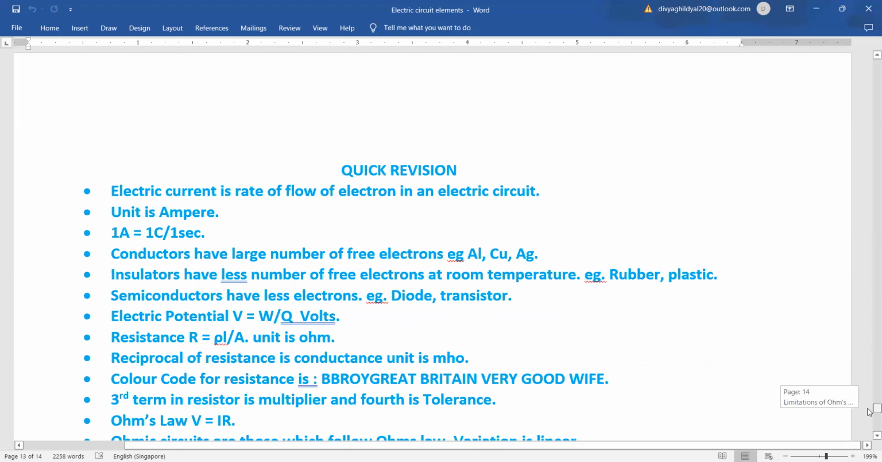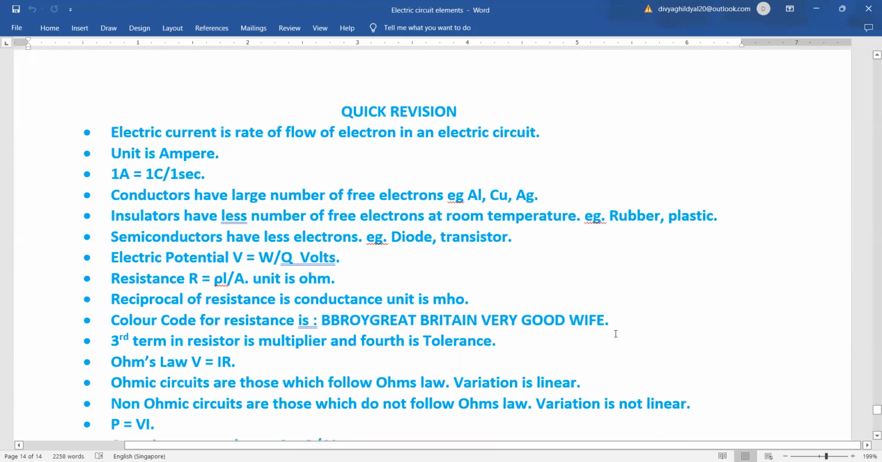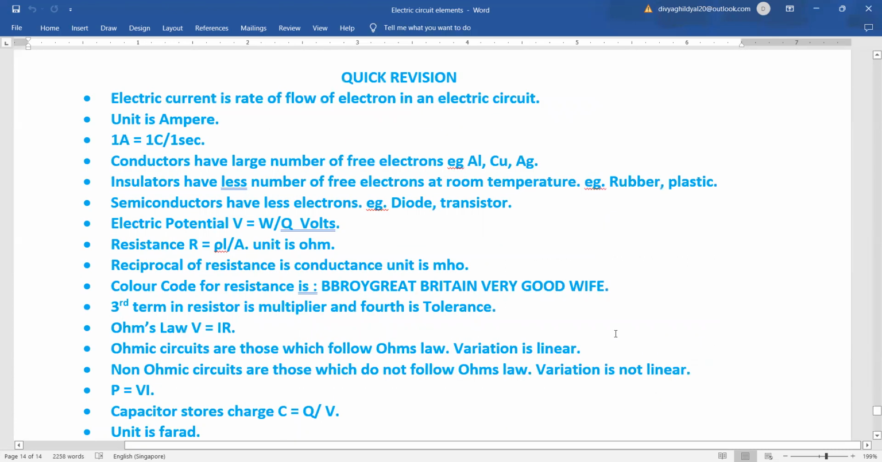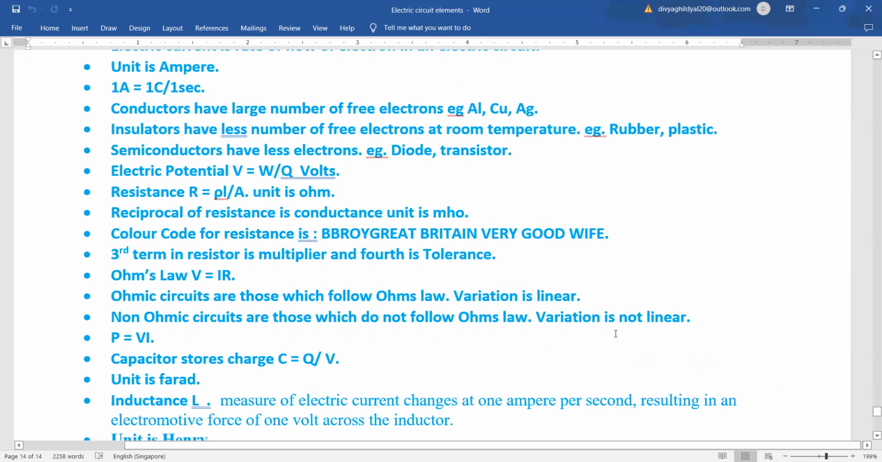Now quickly let us revise, what did we study today? We studied that electric current is the rate of flow of electrons in an electric circuit. Its unit is ampere. 1 ampere is 1 coulomb upon 1 second. Conductors have a large number of free electrons. Insulators have fewer. Semiconductors lie midway between conductors and insulators.